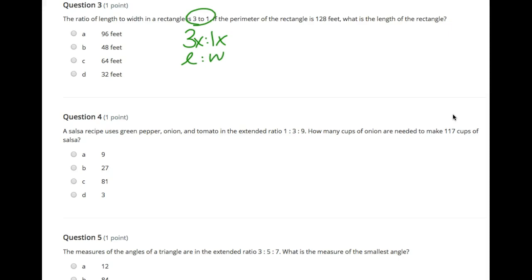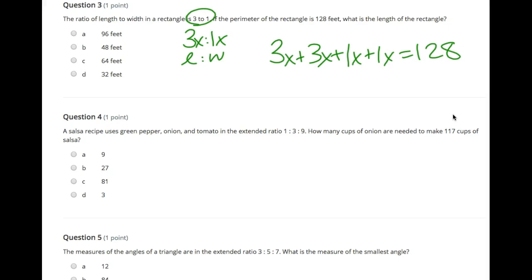But for a rectangle, there's more than just one length and one width. There's 2 of each. So if I'm going to set up my equation to find this value, I'm going to have to make sure to include 2 lengths, so 2 3x's, and 2 widths, so 2 1x's. And all of that should equal my grand total of 120 feet for my perimeter. And now I just start to solve.